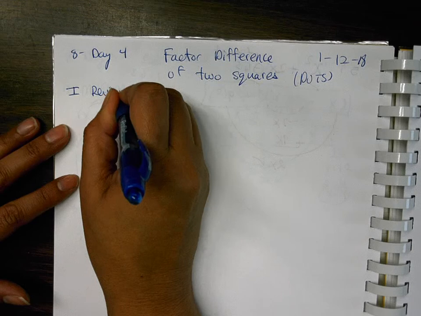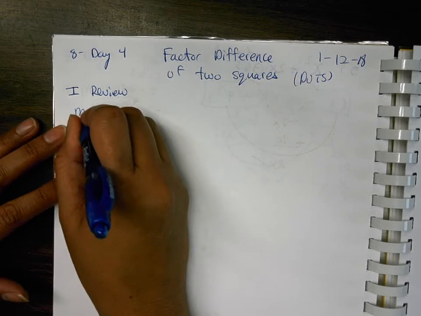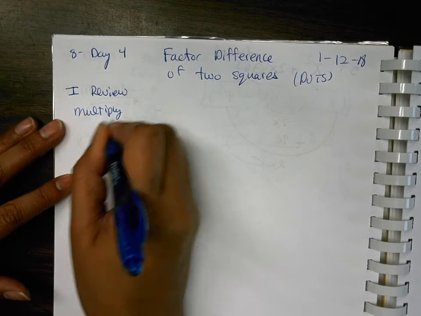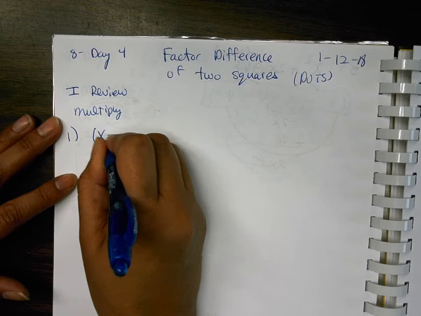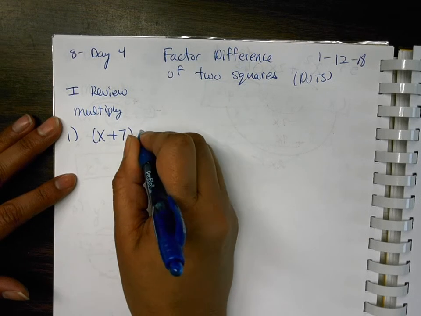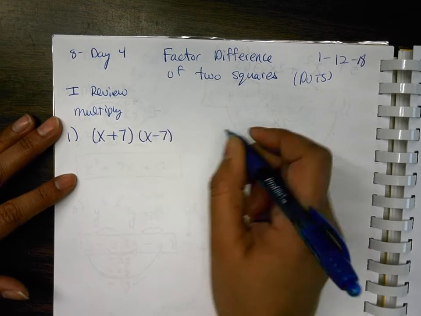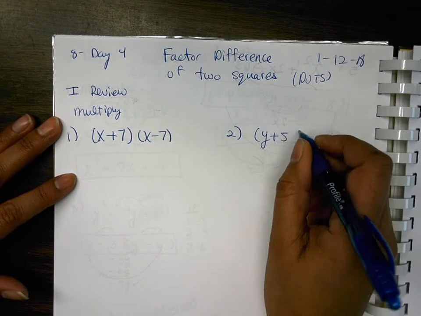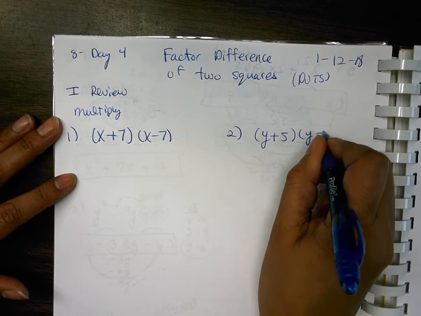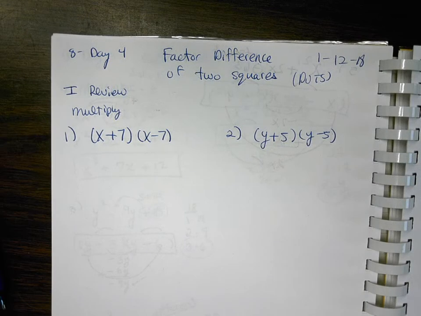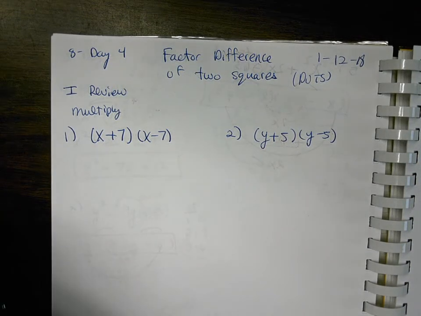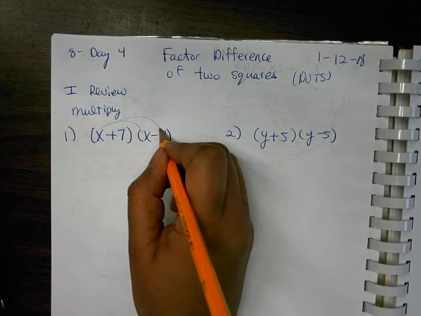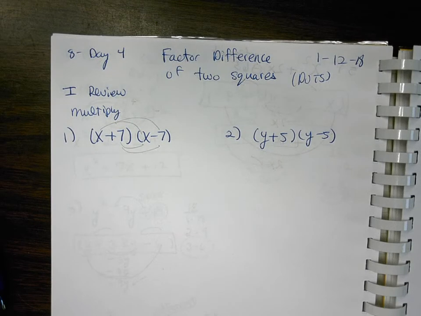Part one is review. Multiply. Number one, x plus 7 and x minus 7. Number two, y plus 5 and y minus 5. I'm going to give you guys a few seconds right now to do your double distribution. Multiply, multiply, multiply, multiply. Or FOIL method, whatever method you use. Quickly, please.